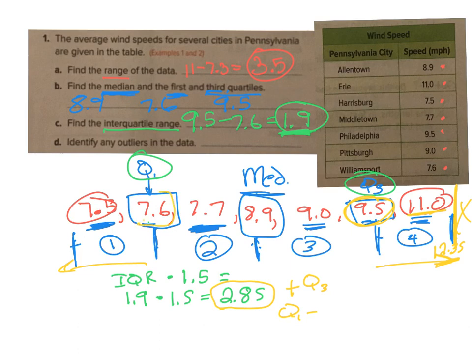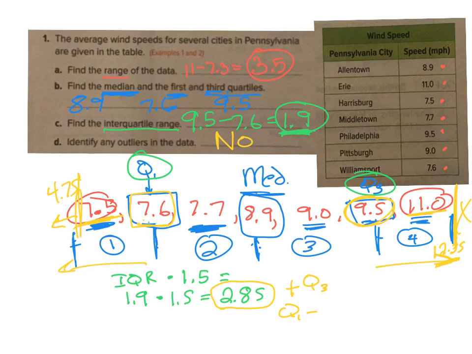So I'm going to take this 7.6. This time I want to go smaller. 7.6 minus 2.85, and I get 4.75. Okay, anything there or less is an outlier. But we have 7.5 here, so it fits within the range. So are there any outliers? No, none.